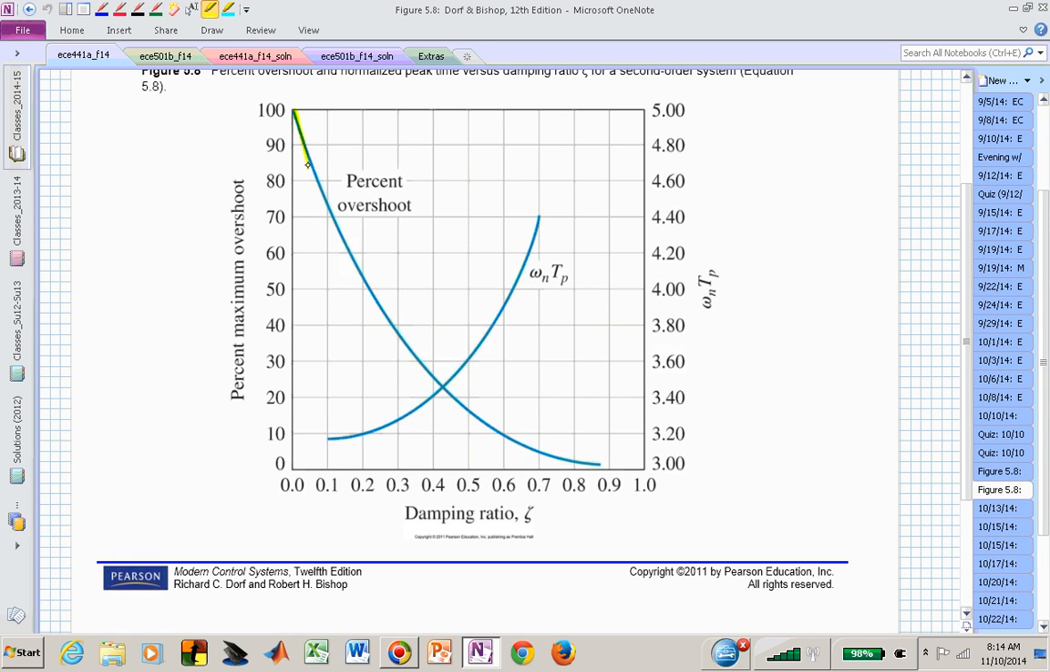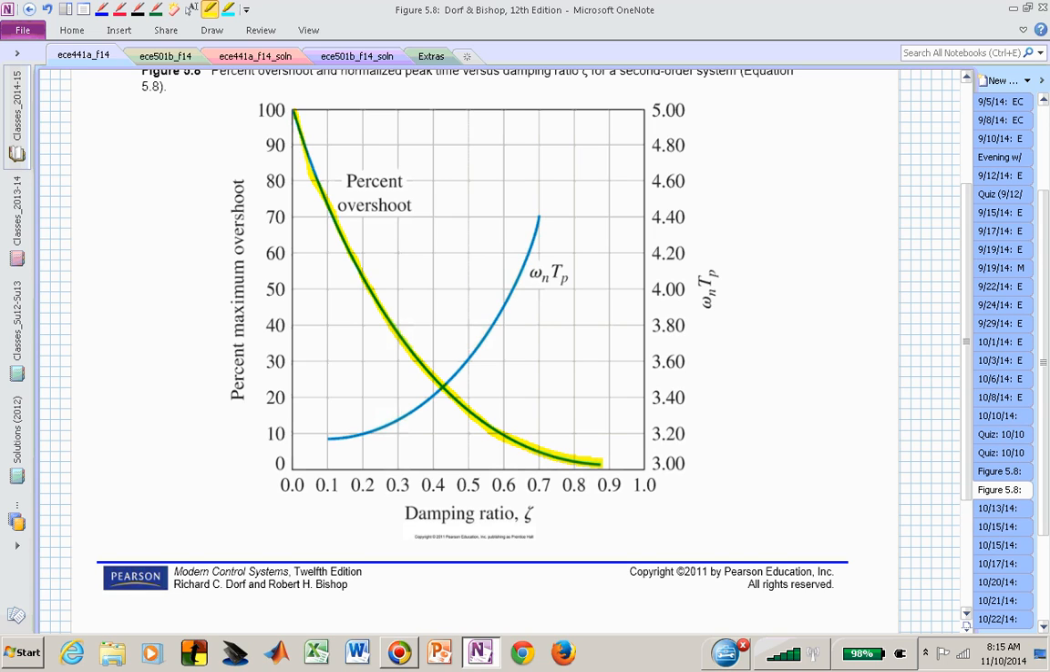It's this line right there. That's the relationship between percent overshoot and zeta. That's what that crazy formula does that has this square root with the natural logs of percent overshoot over 100. It just mathematically models that functional form.